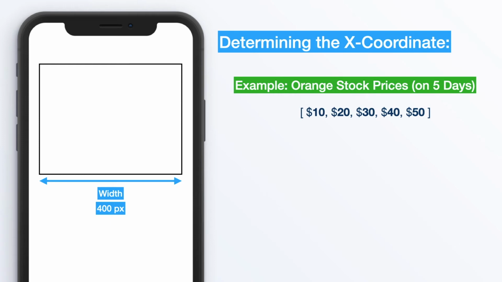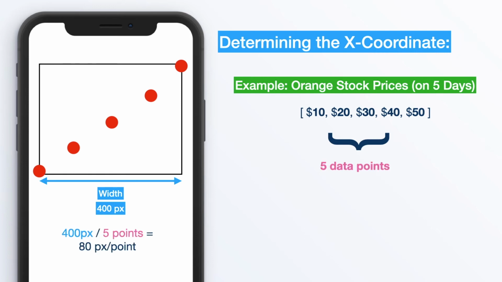Now for this, I try to pick an easier example. So let's say we have some kind of orange stock, and we also look at the prices on 5 days. So let's say $10, $20, and on the last day it's $50. And here we have the width, which is 400 pixel. Now our initial idea might be, all right, we have 5 data points, right? So can't we just simply divide the width by the number of points? So in this case, 5 points, and then say, all right, the first point we draw obviously at x equaling 0, and the second point at 80, the third point is 3 times 80.